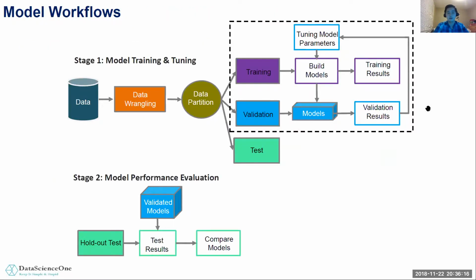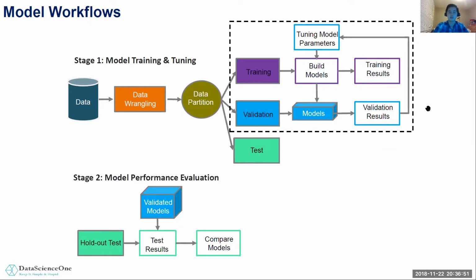Now, I want to talk about the high-level model workflow. Basically, the model has been developed in two stages. Stage one is focused on model training and tuning. Stage two is for model performance evaluation. First, raw data gets loaded, and then we execute the data wrangling step, as mentioned earlier, and then the data partition step gets applied. Basically, it splits the data into three different buckets: training set, validation set, and holdout test set.